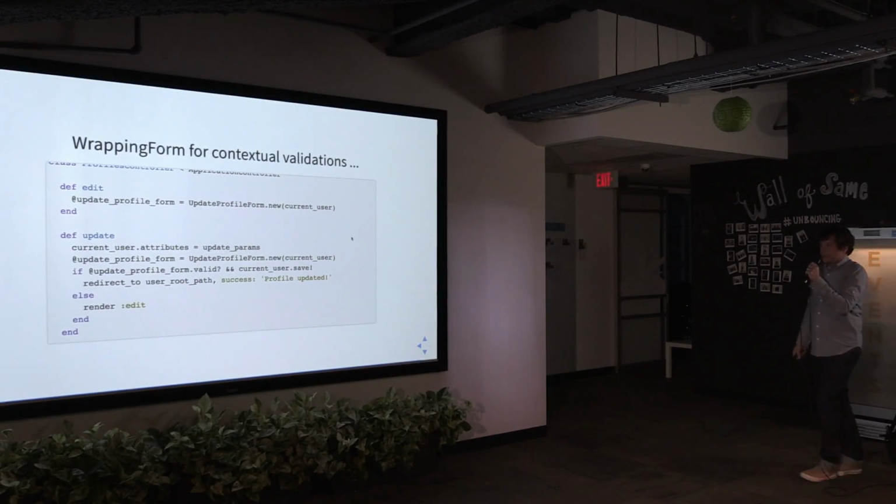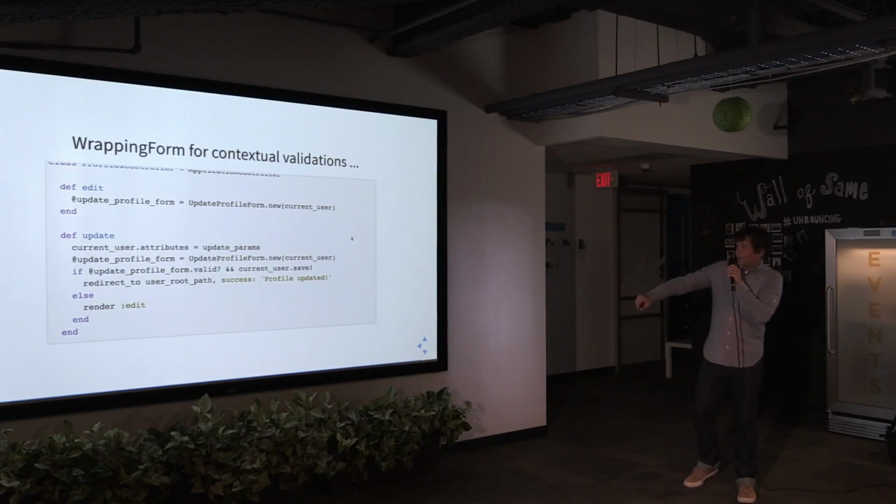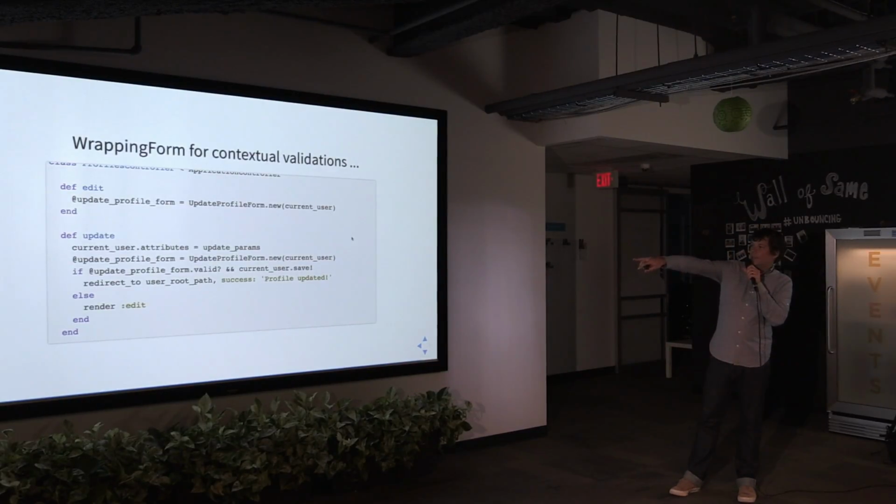Excuse my presentation skills here. So down there you can see in the update method, this is now in your controller, you just check if it's valid and then you save the user.